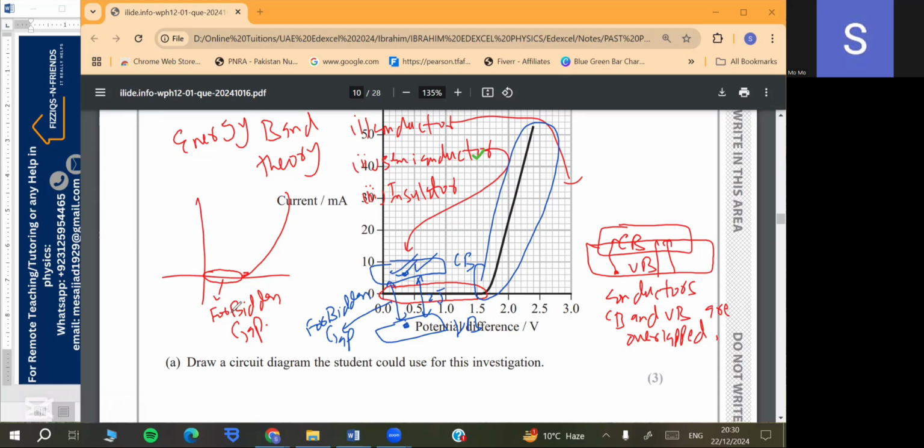And this forbidden gap always happens in the case of diodes, and diodes are what? Semiconductors. LED diode is what? Semiconductor. Therefore, in the case of semiconductors, you will always see such kind of graphs.